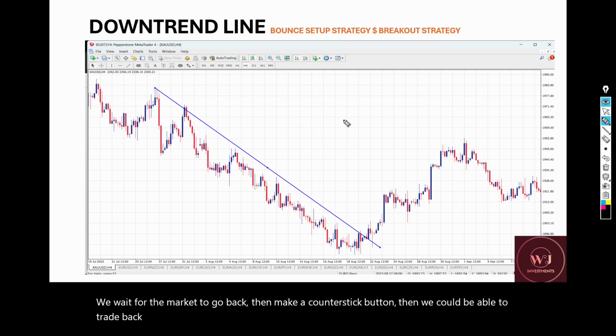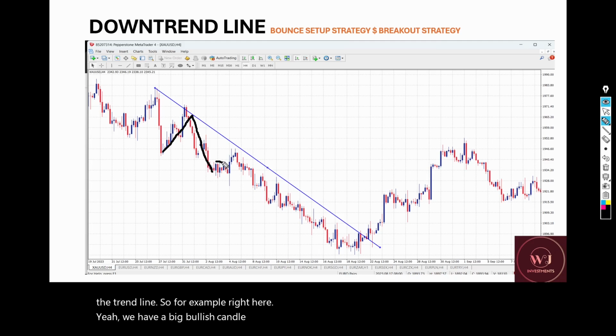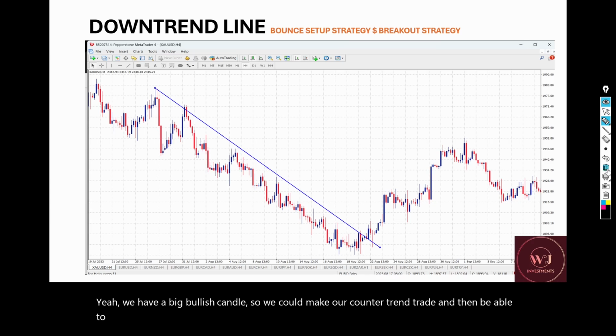The counter trend trade strategy is whereby we wait for the market, after it has retraced far from this trend line, as we expect the market to go back and retest the trend line. For example, right here we have a big bullish candle, so we could make our counter trend trade and catch some pips back.